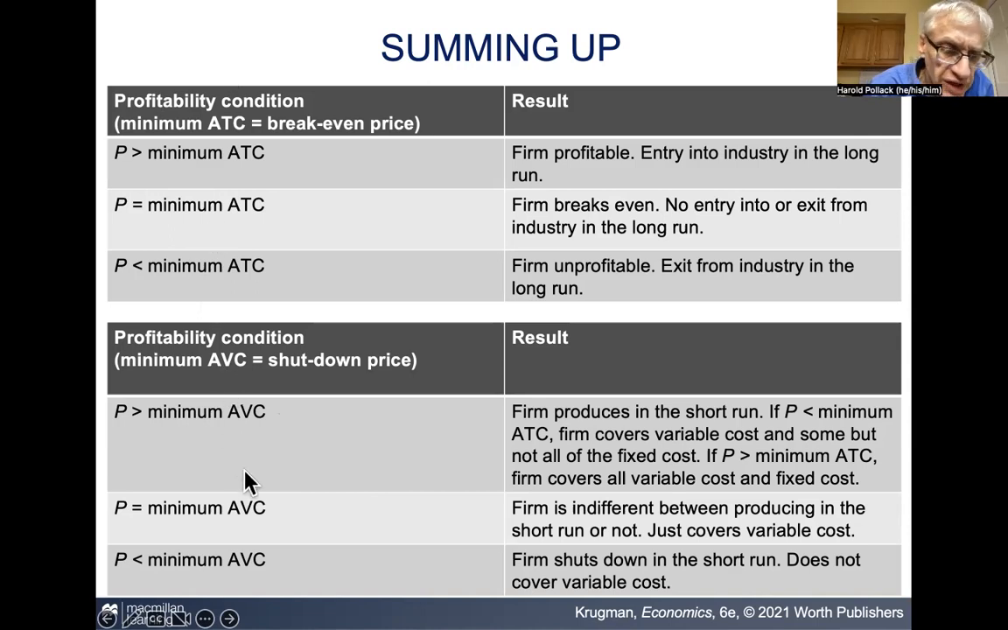If we think about the short run, everything is exactly the same, except it's around the average variable cost instead of the average total cost. If price is bigger than the minimum of the average variable cost, firms are going to keep going, whether or not they recover their fixed cost. If the price just matches the minimum of the average variable cost curve, firms are indifferent between producing or not. And if price is less than the average variable cost, firms are going to shut down immediately. It doesn't pay to even run the next flight.